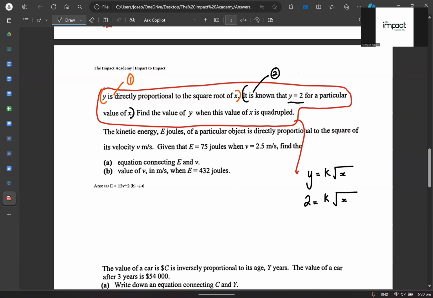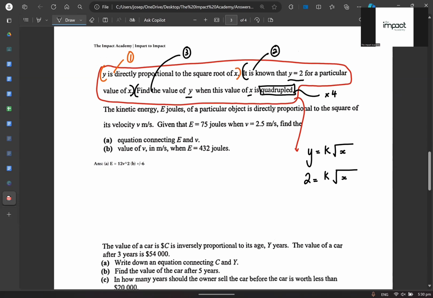When I say for a particular value, it means something, right? Then they say, sentence number 3, find the value of y when this value of x is quadruplet. Quadruplet, just now you were saying, is times 4. Very good. So what happens now is that I'm going to times 4 to my x. Oh, sorry, I don't know what is the value of y, so I'm just going to rewrite. Can you see y times 4? Can you see why my x becomes 4x? Because I times 4, right? x times 4 is 4x.